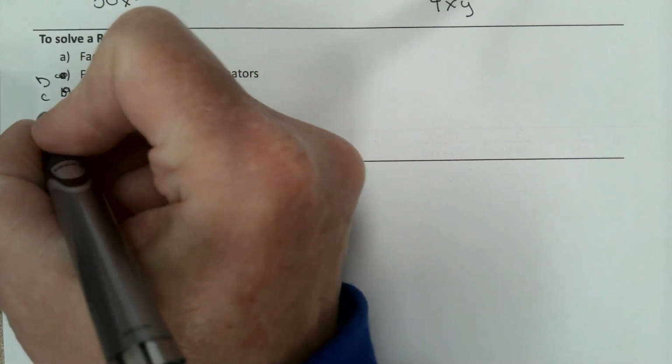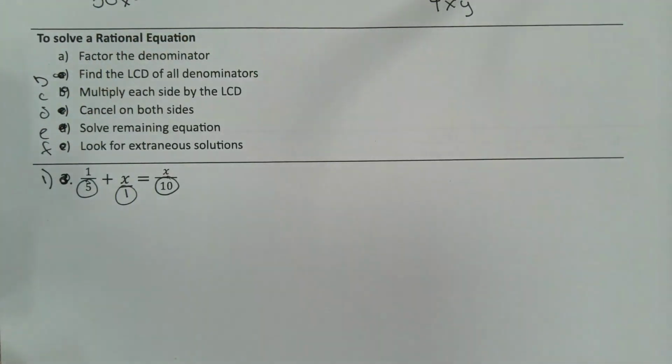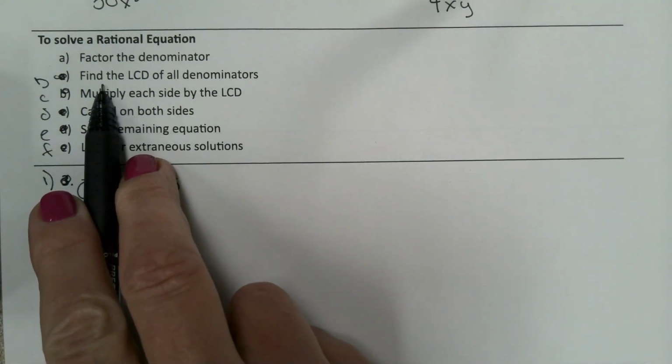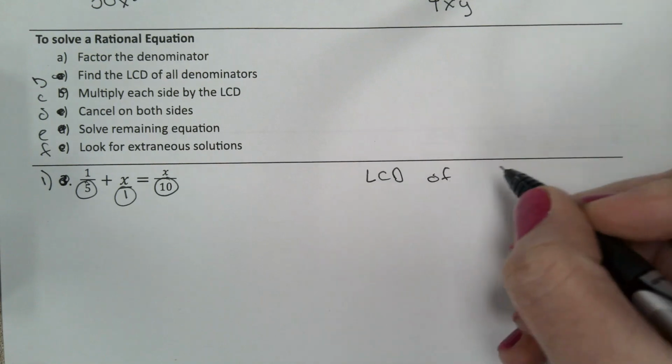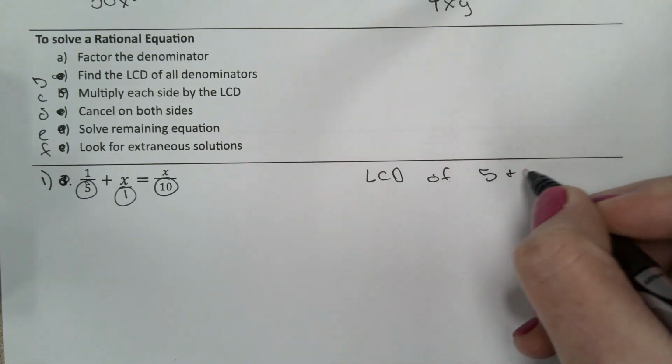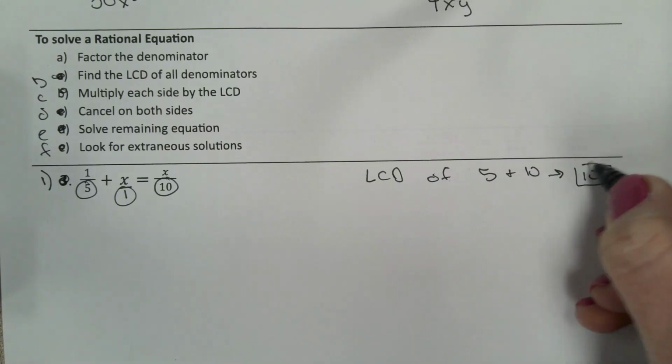All right, so step B is to find the LCD of all your denominators. So what is the LCD of 5 and 10? That would be 10.